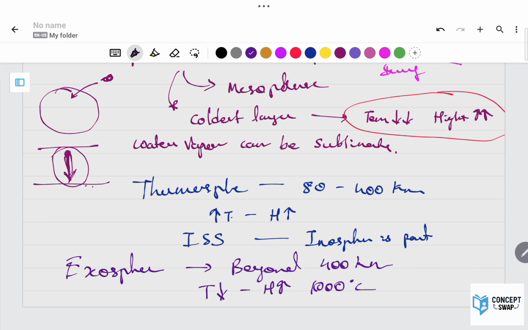There is no layer, so UV rays fall directly on objects or substances in the exosphere, and the temperature increases up to 1000 degrees Celsius. Due to low density, air particles are so far apart that they are unable to transfer the temperature. So it feels colder, but only on the surface of the Moon or other planets in the solar system.